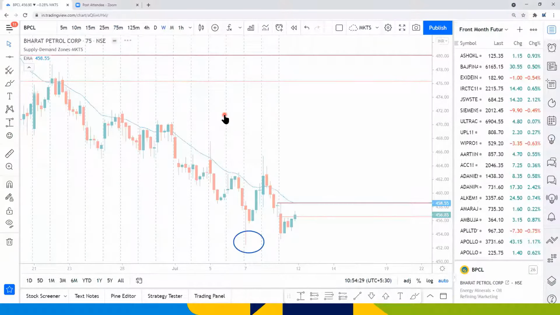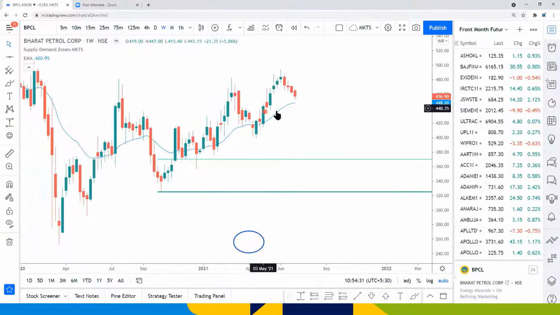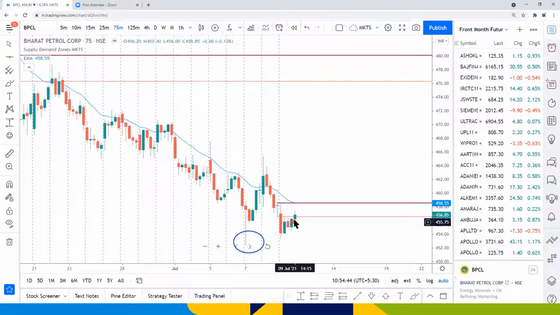On a weekly chart, check. Is it close to some weekly demand, weekly EMA? There's a weekly demand zone here. So it may not be the right time to short BPCL. Instead, what we can do is wait for it to shift trend. From a downtrend, at least move to sideways, and then we start looking at going long in BPCL.